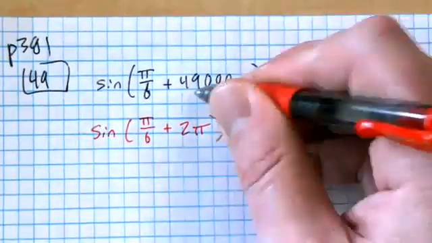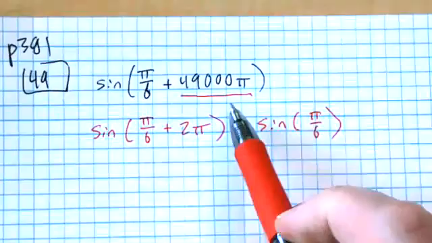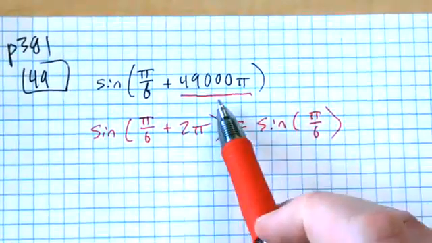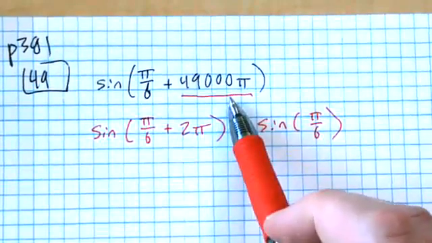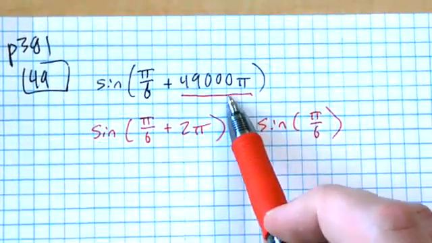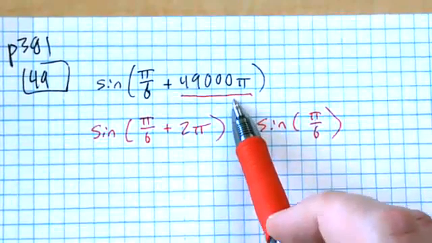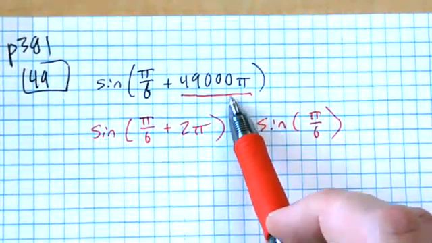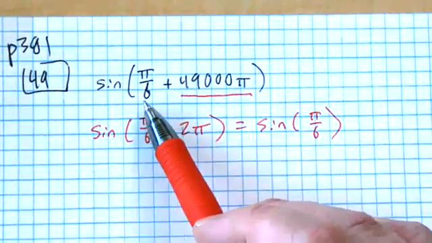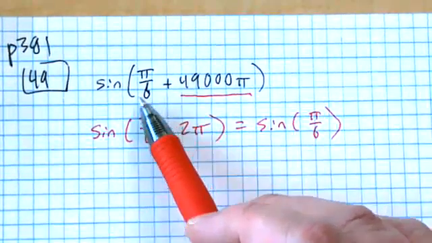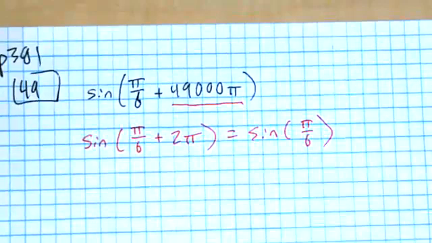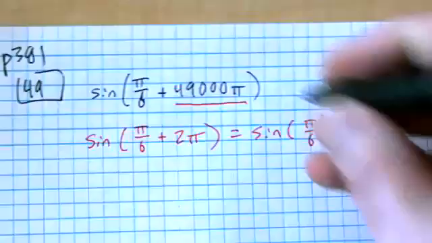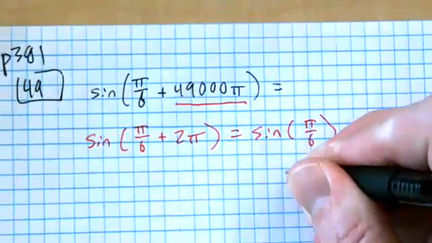So this isn't 2 pi, but this is 2 pi a bunch of times, right? It's an even multiple of pi. So you're spinning around a whole bunch of times, half of 49,000. What would that be? 24,500 times. But you're still going to end up back at pi over 6. So the answer to this is going to be the same as the answer to sine of pi over 6. So we just need to figure out what the sine of pi over 6 is, and then we'll have our answer.